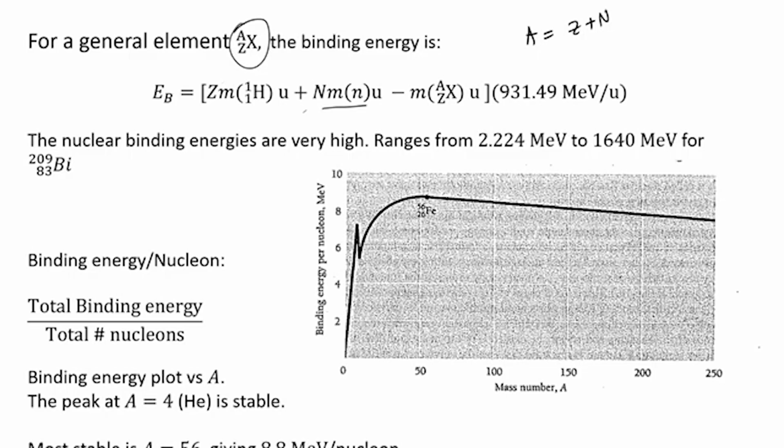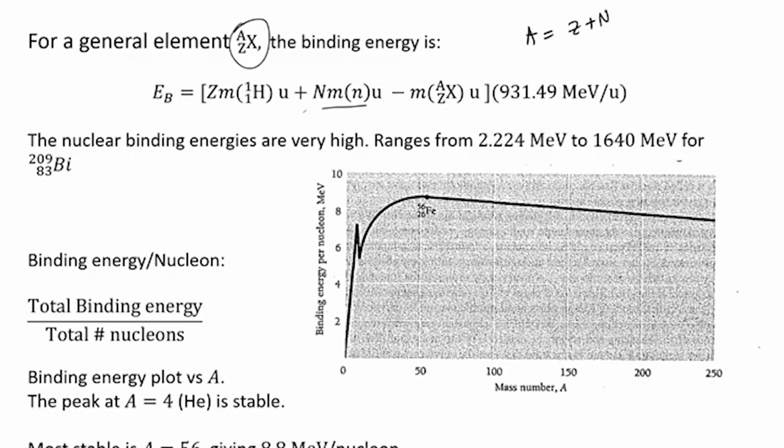In fact, one important quantity that is interesting is the binding energy per nucleon. Just one step above, the nuclear binding energies are very high, and range from 224 MeV to 1640 MeV for bismuth 83209. We plot here the binding energy per nucleon, which is the total binding energy divided by the total number of nucleons. I am sorry that this part of the text is not visible. You will see that when you get the slides.